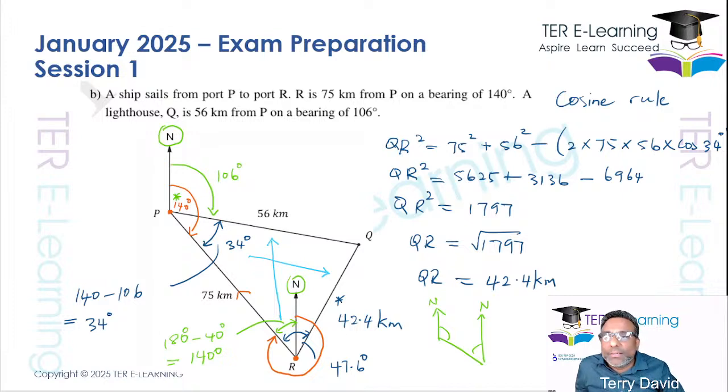Oh no, sorry, I wrote the wrong thing. It's 180 minus 140. So this angle here is 40 degrees. That angle there is 140. Now the bearing that we're trying to work out is this red line though. The bearing that we're trying to work out is this red line here.